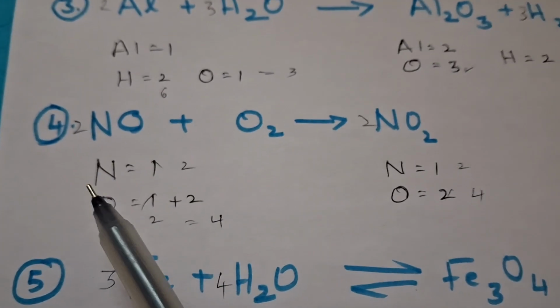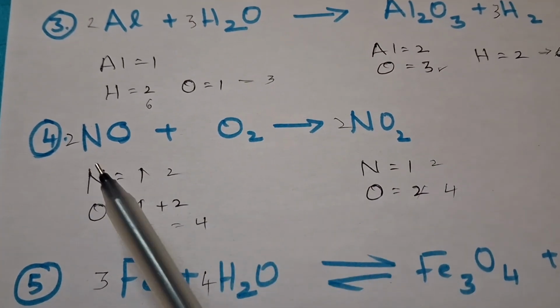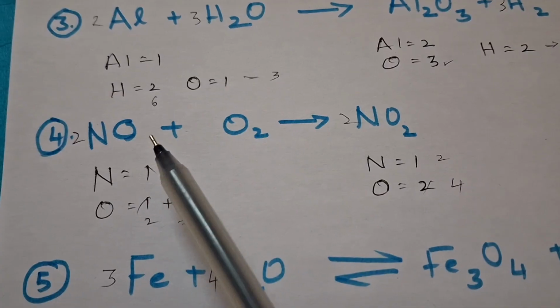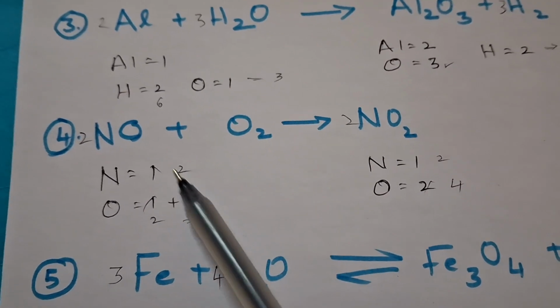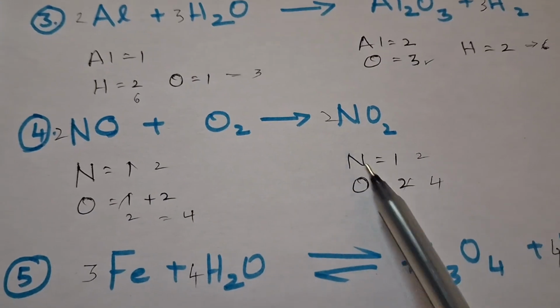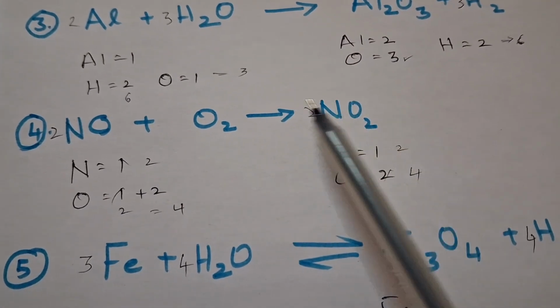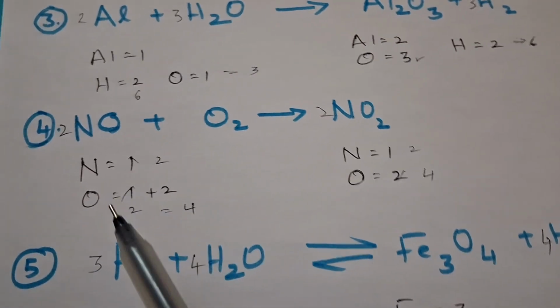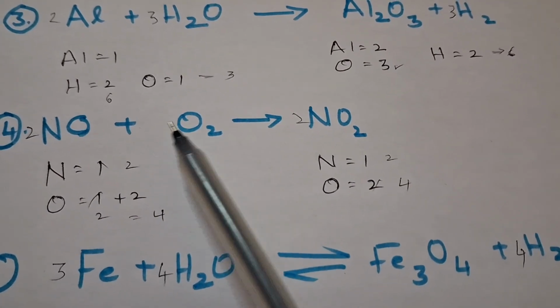The next one is nitric oxide plus oxygen. So it gives you nitrogen dioxide. So it is nitrogen 1, oxygen 1, and this oxygen is also 2, another one. So it is 1 plus 2 oxygen. So here nitrogen is 1, oxygen is O2. So here it is lesser, and here it is more. Now what you have to do? And this side is 2, so here oxygen is 3.